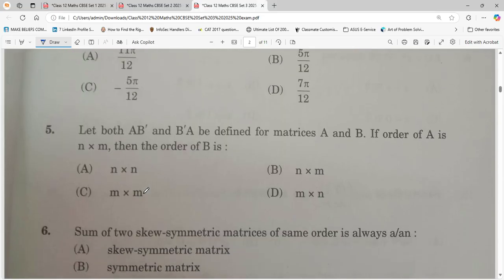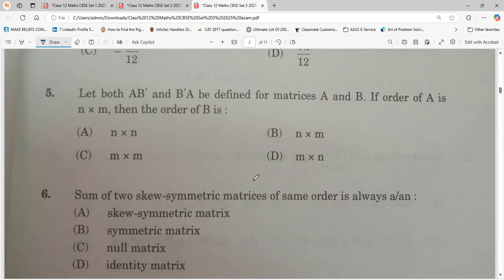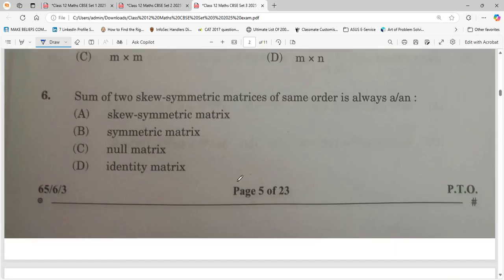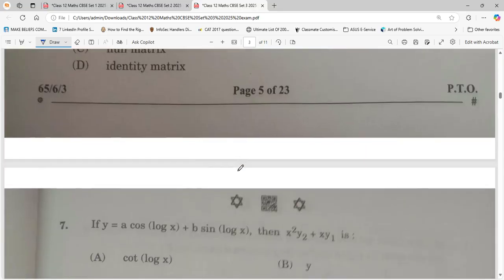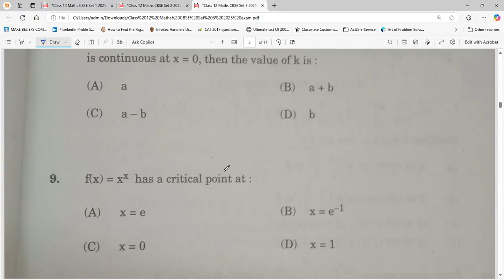Question 4 we have already done. Question 5 is already done. I made a correction in the very first question that we did. Please go and check that. Okay. Question 6 is already done, skew symmetric matrix. Question 7 is already done. Question 8 is also already done.